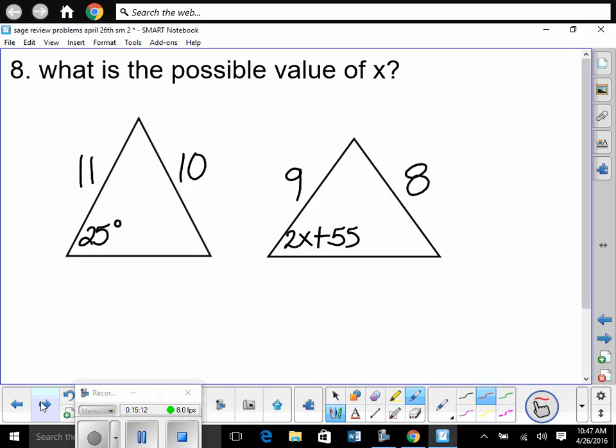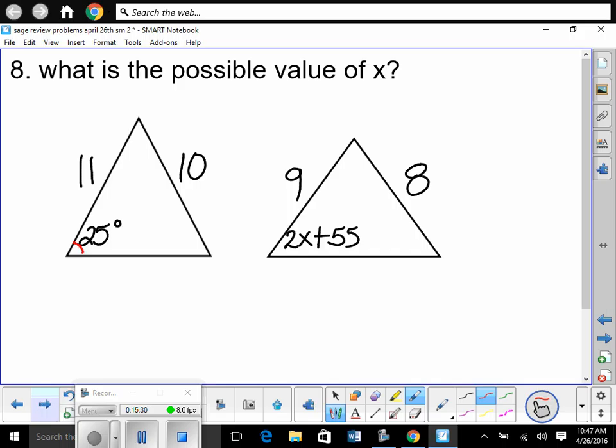Okay. Now this one, you're going to see lots like this. Get them right today on your Sage Review packet. So pay attention because this one is a little bit different at first. It says, what is the possible value of X? So first of all, we have a statement, right? Anytime we have something and we need to solve for X, we have to set up a true statement to solve for X. So let's look at these two triangles here.